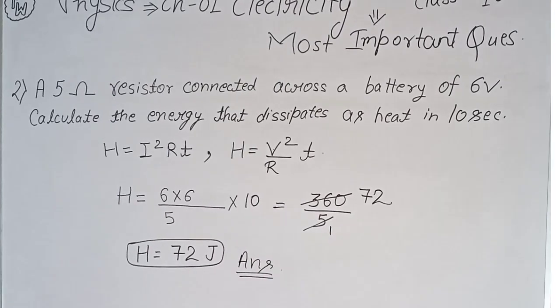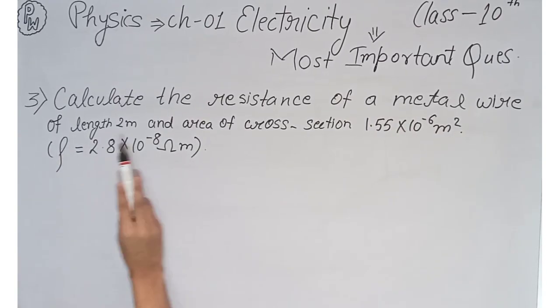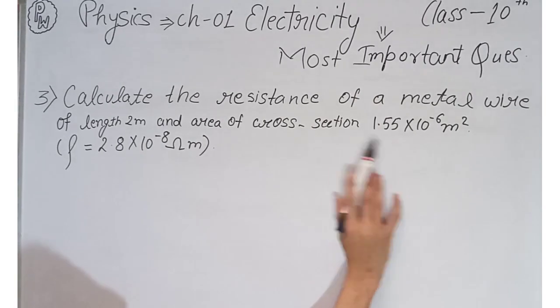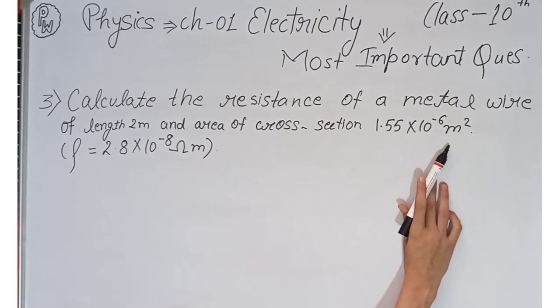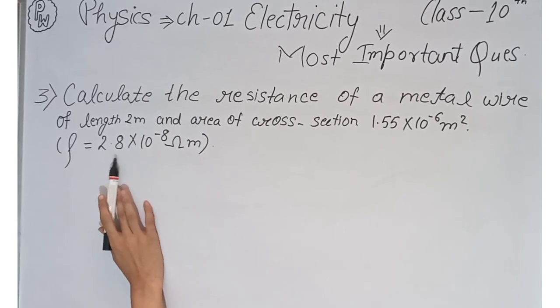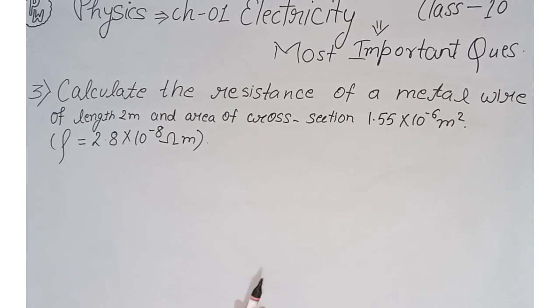Now here is your third question, that is calculate the resistance of a metal wire of length 2 meter and area of cross section, that is 1.55 into 10 to the power minus 6 meter square, and rho is already given, that is 2.8 into 10 to the power minus 8 ohm meter.